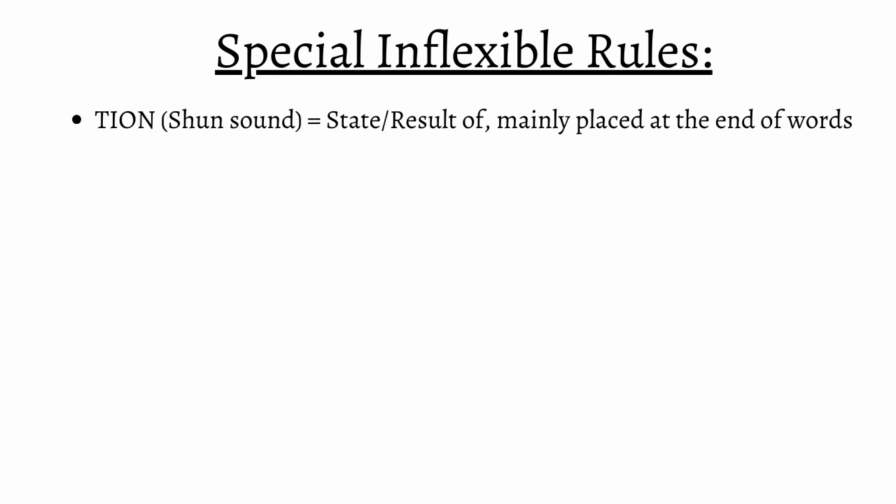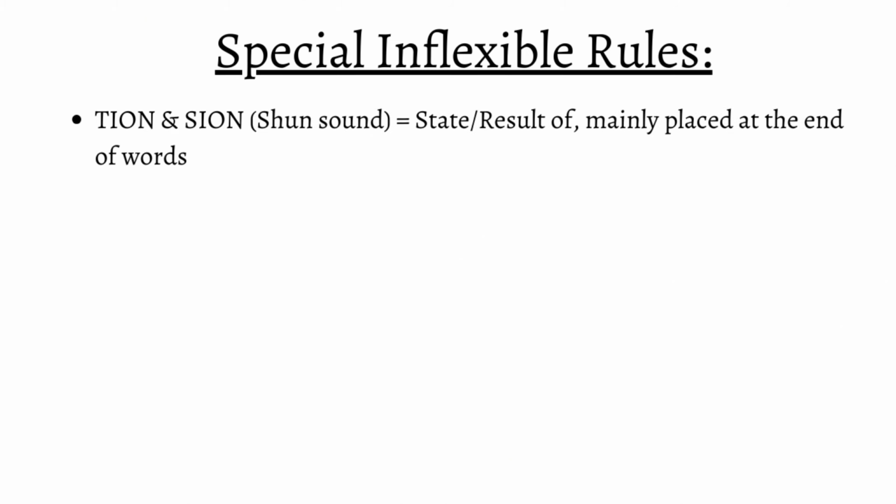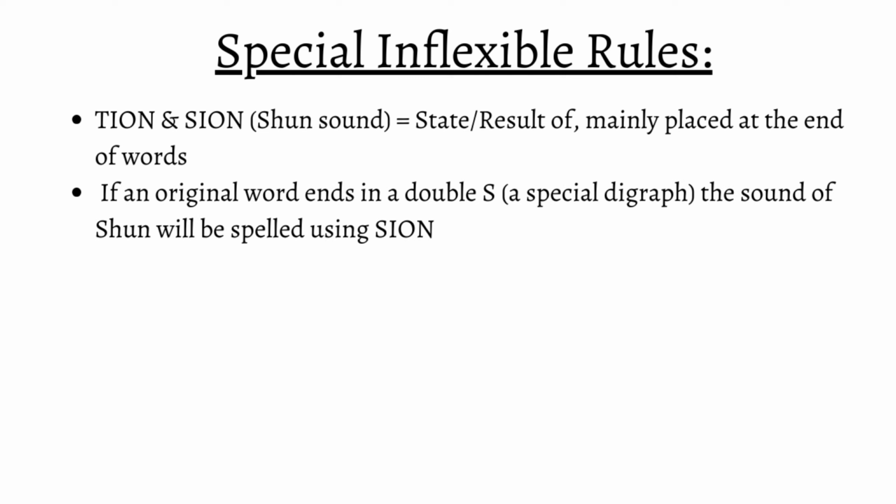Another special rule is the suffix shun, which is made from T-I-O-N, mainly placed at the end of words. This suffix means the state or result of. Seeing this suffix at the end of a word signifies that the word is a noun, making a shun sound. However, it can be spelled using two ways, T-I-O-N and S-I-O-N. T-I-O-N is more common, but if an original word ends in a double S, which is a special digraph, the sound of shun will be spelled using S-I-O-N.